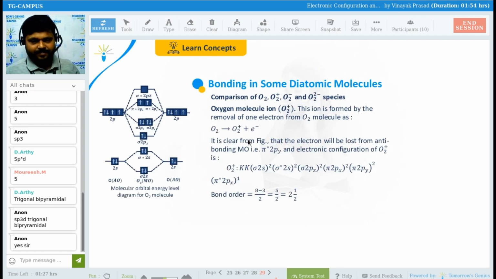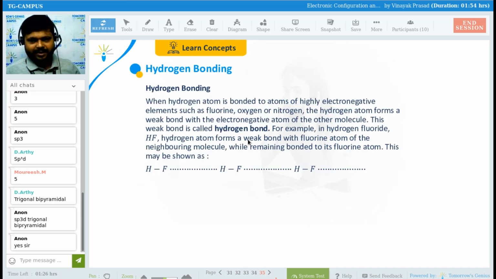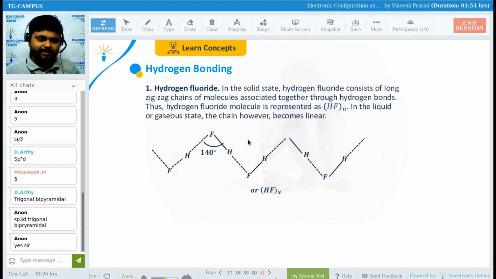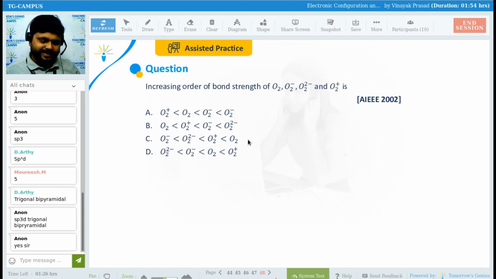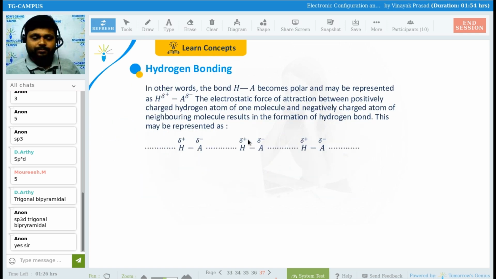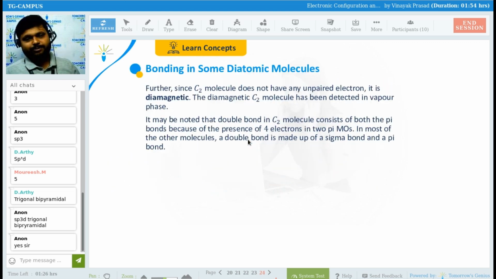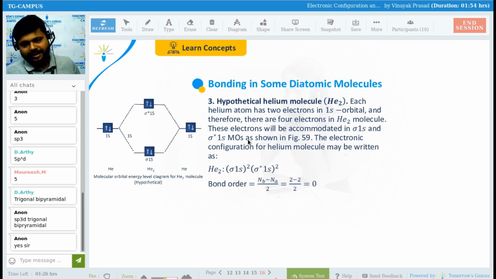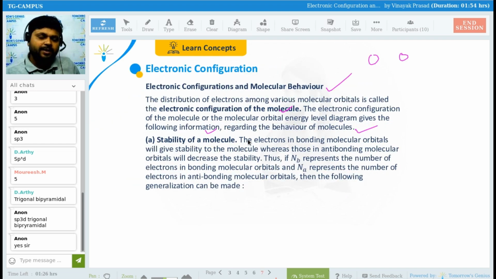And in today's class I have taken so many molecules. We will discuss how the bonding will be, what will be their bond strength, bond order, and configuration. Everything we will be discussing in today's class. So today's class is very important. Please concentrate on the board.